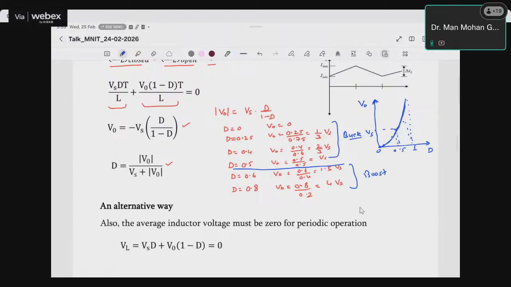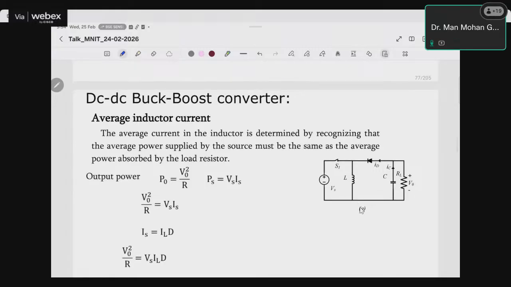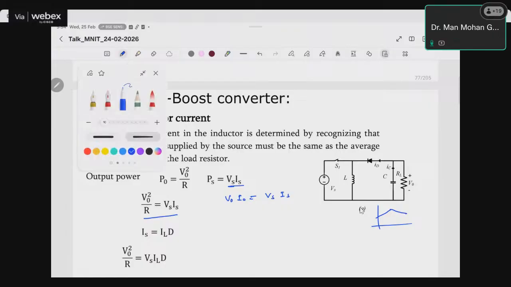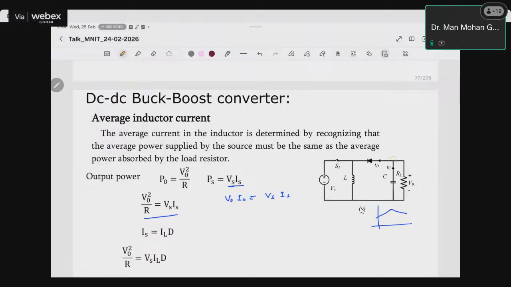Similar to other converters, we can use the volt-second balance again, which also gives the same value. We are not going to repeat it. Now the average inductor current, the same way we can do. This is our converter circuit. Now output power, V output into I output, should be equal to V input into I input. If you see, this is the inductor current. But if I plot only the diode current, because average capacitor current is 0, the load current will be the same as the diode current only.